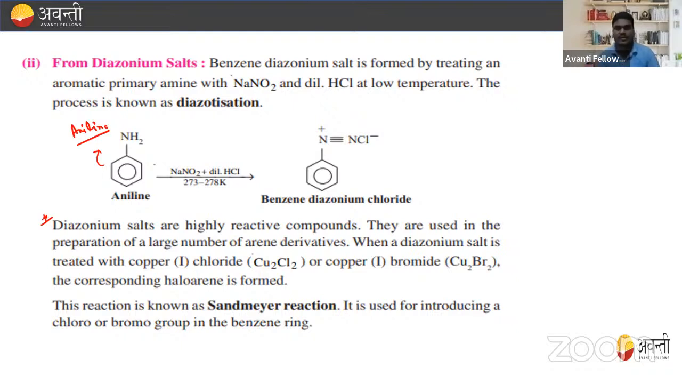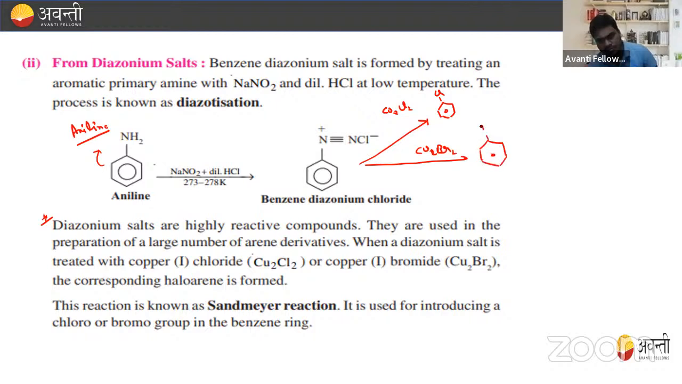If we treat this BDC with Cu2Cl2, here I'll show you, you will get chlorobenzene. And similarly, if you treat with Cu2Br2, you will get bromobenzene. So the corresponding haloarene is formed.